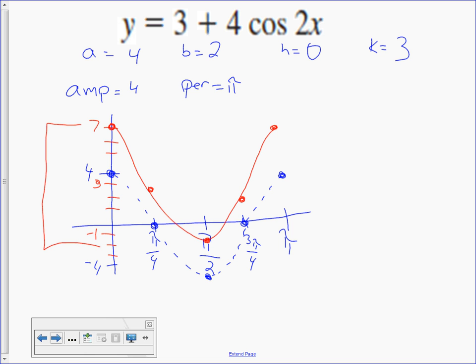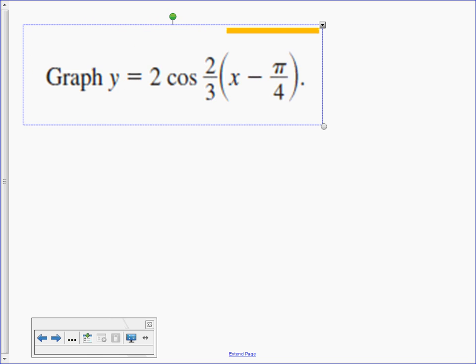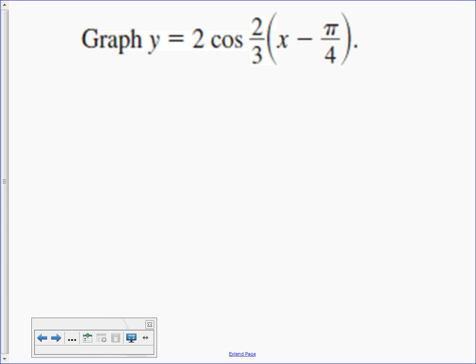Watch. Shall we try some horizontal shifting? It's exciting. Let's just jump right in. You may look at that and go, uh-oh.